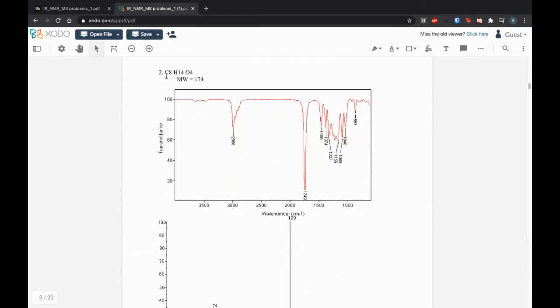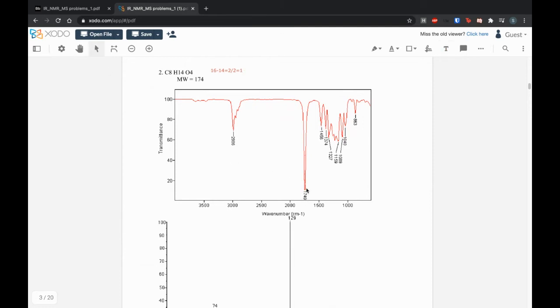All right, so this time we have C8H14O4. Again, we're going to start out with our formula. So 8 times 2 is 16, 16 plus 2 is 18, minus 14 equals 4. I see no nitrogens, I see no halogens, so I'm going to leave it as that. Divided by 2 equals 2. So I know for sure I have 2 degrees of unsaturation, some type of double bond or ring.